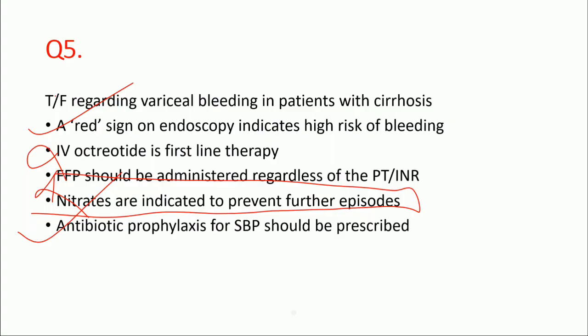But in the long term, what you want to do is treat the cause, so you have to lower the portal pressure, and that's why we give the beta blockers. Right.